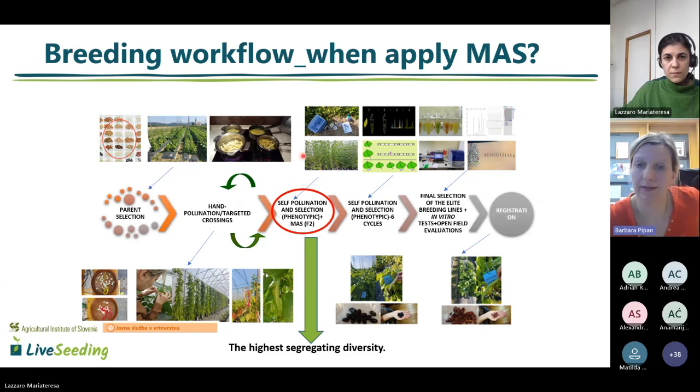And the second point is that marker assisted selection does not destroy the plants at the end, because for this application we need just a small amount of leaf tissue in the F2 generation. So we do the sampling in the field, after the phenotypic selection or during the vegetation on the plants, and continue with the work in the lab. Next slide, please.